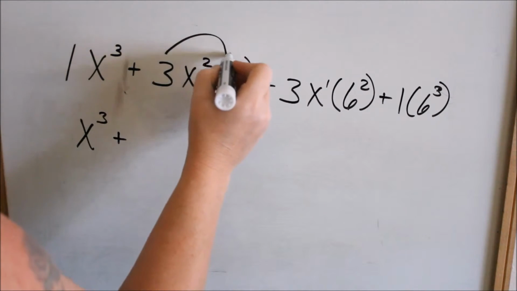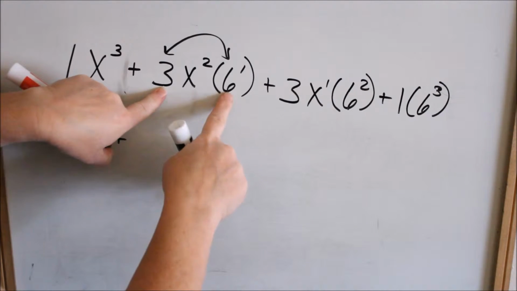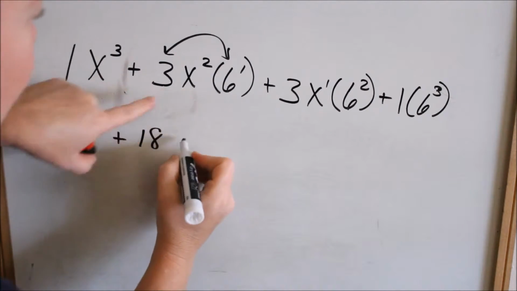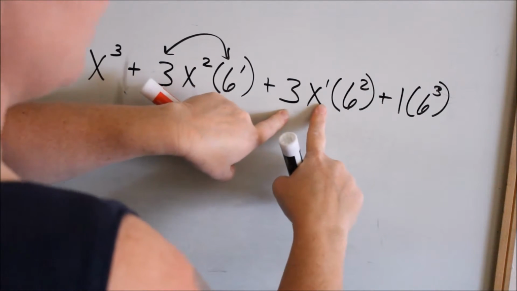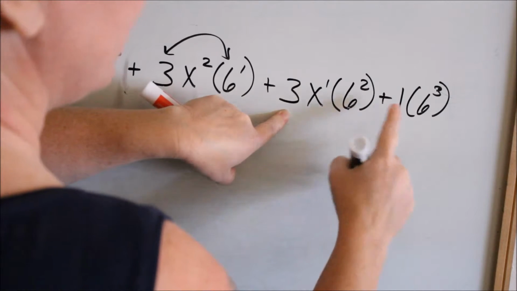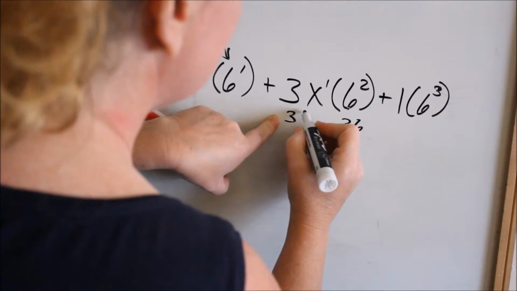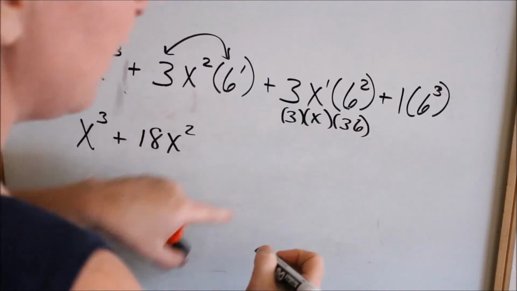So I can combine numbers to numbers. 3 times 6 to the first is just 3 times 6, which is 18. And then I still have my x squared plus 3 times x to the first times 6 squared. What is 6 squared? 36. So this is 3 times x to the first times 36.